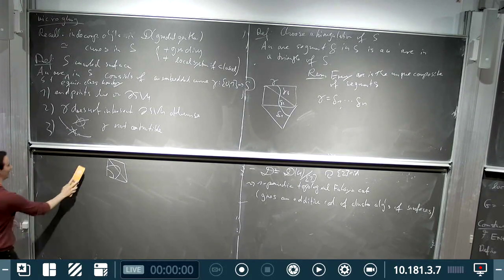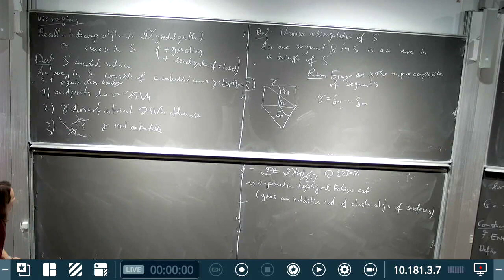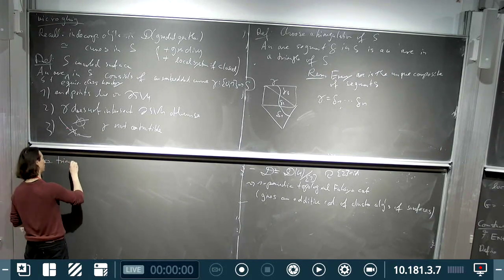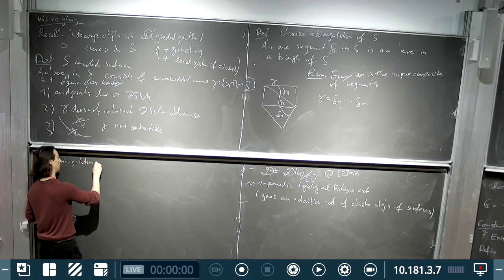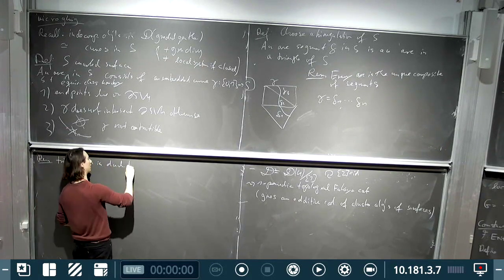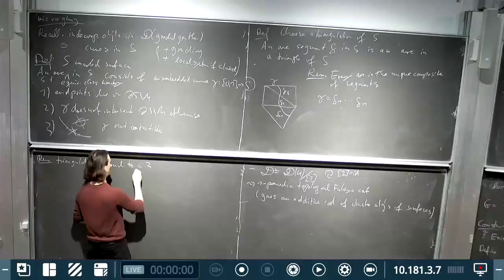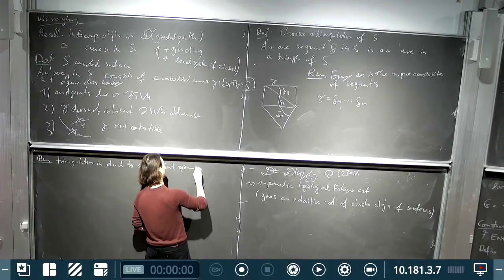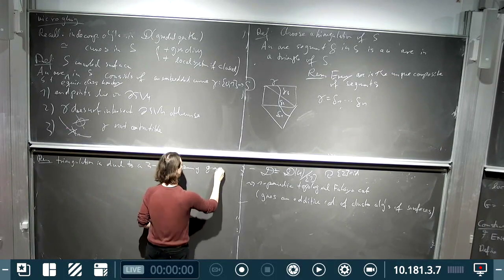And maybe one remark, which is important. The triangulation is dual to a spanning graph, dual to a three-valent spanning graph.